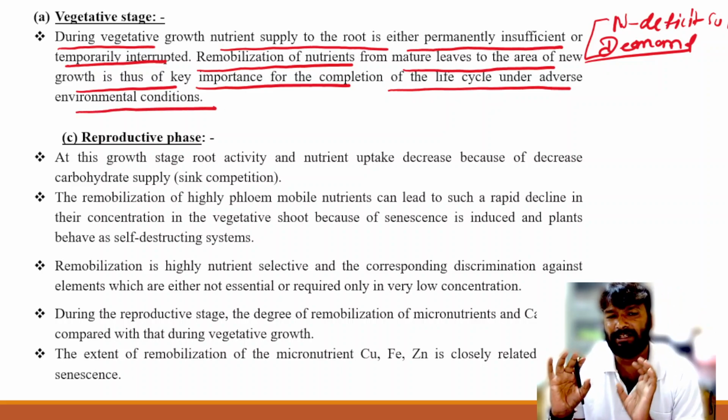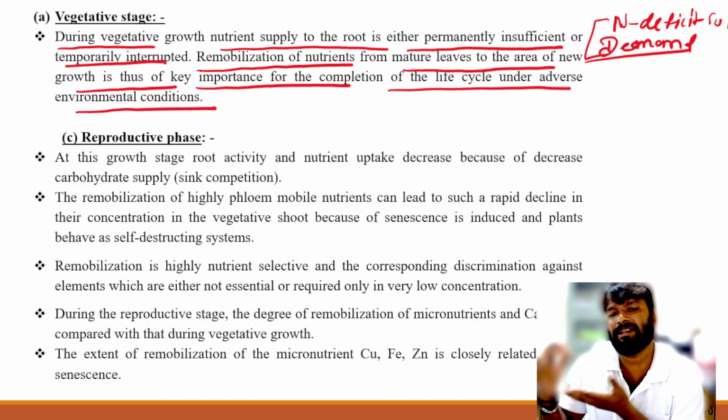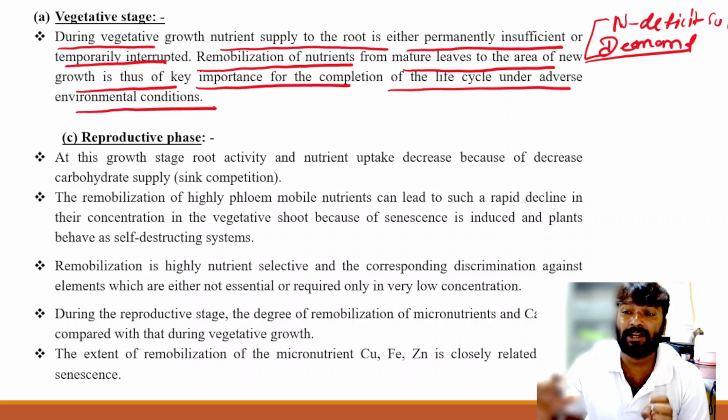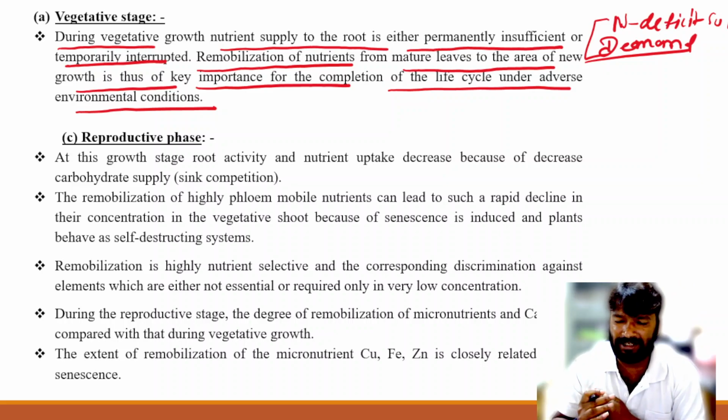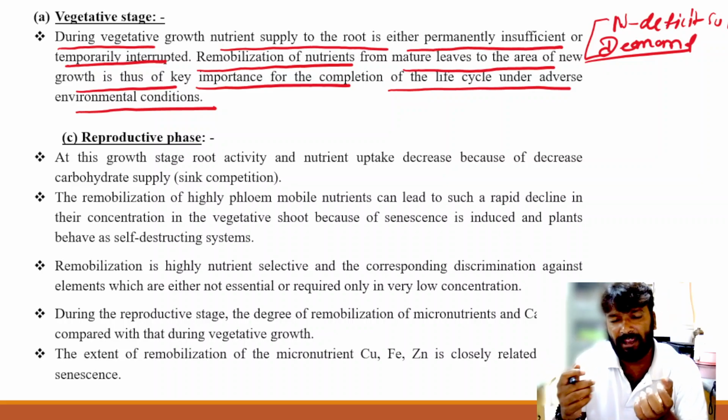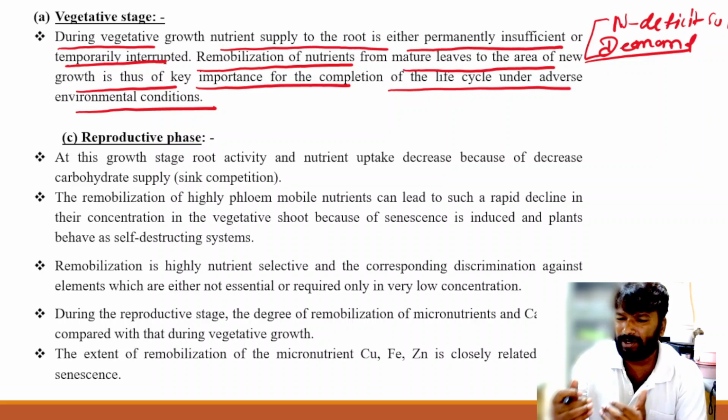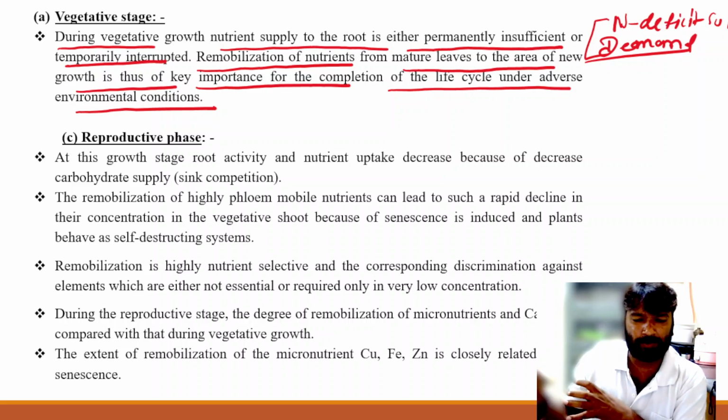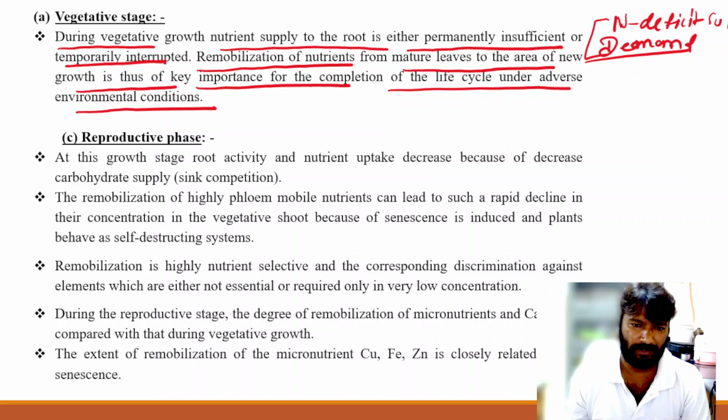So friends, if there is an adverse environmental condition, stress conditions, or a nutrient deficient condition, in this case some leaves or the mature leaves senesce, and they will give up their nutrient to the growing leaves for the completion of life cycle. Okay.